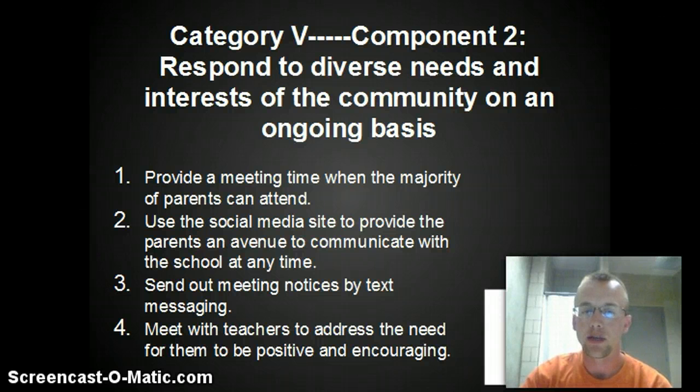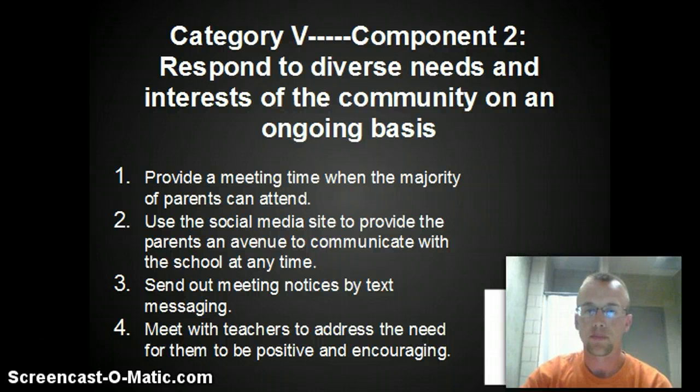Number 3, send out meeting notices by text messages. I think that this is a great way, especially as many people have cell phones nowadays. If you have the access to parents' text messages, it's going to be very beneficial to respond to the community that may need this method because they have no other method. Number 4, I want to meet with teachers to address the need for them to be positive and encouraging. They need to know it starts with them, and parents aren't going to get involved unless they feel like they're part of the equation.